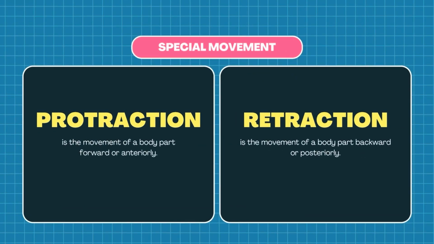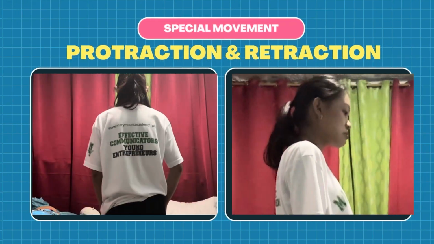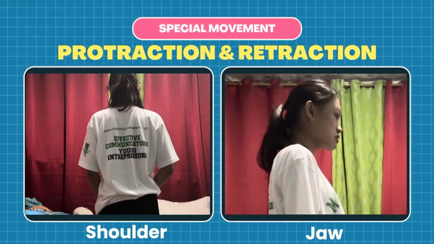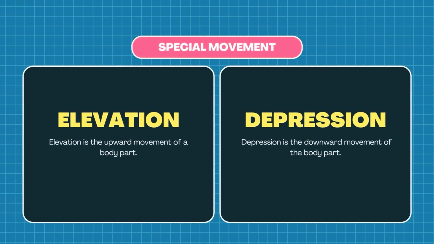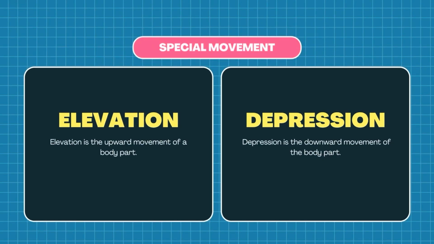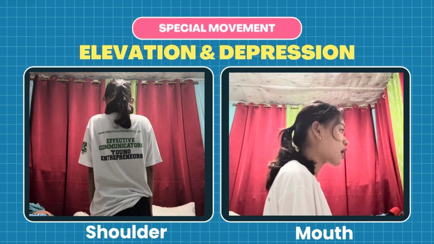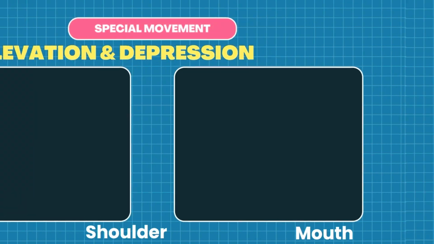Also, we have protraction. It is a movement of the body part forward or anteriorly, while retraction is a movement of the body part backward or posteriorly. Meanwhile, elevation is the upward movement of the body part itself, while depression is the downward movement of the body part itself. With this, notice that the body part is elevating and depressing.